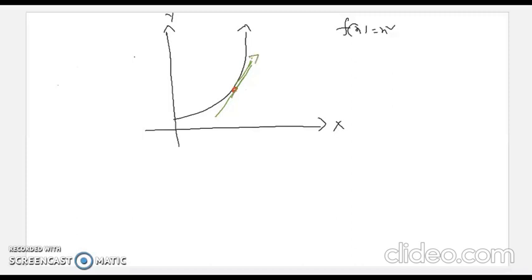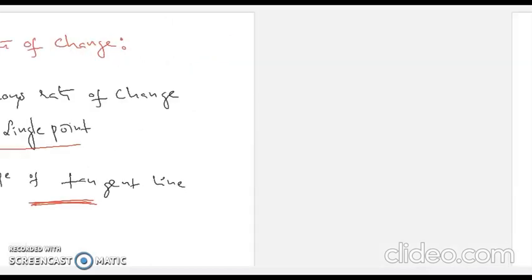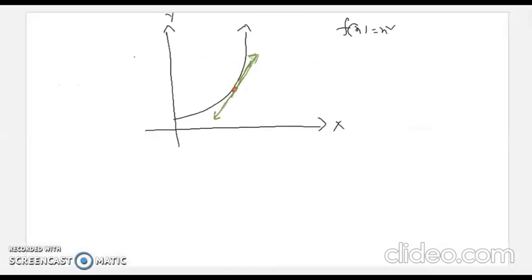So this line is known as, what is that? Yes, very good. It's the tangent line. A line that touches the given curve at one point is called a tangent line. So to find the slope of this tangent line, this is the tangent line.